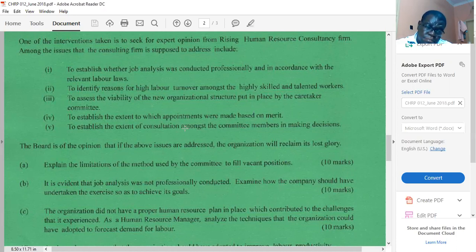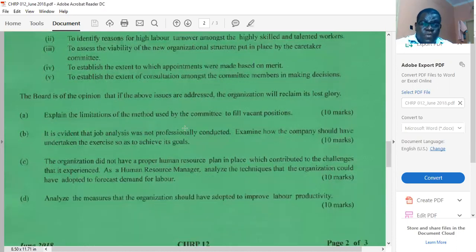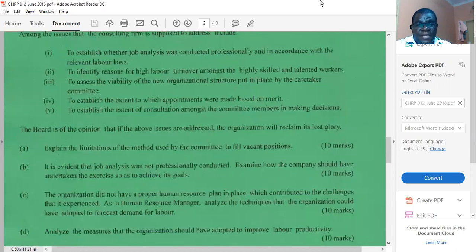Thank you for reading for us the case study so that we can begin to attempt the question. So it's a scenario of an organization, some restructuring, and the approach that the board has adopted. So the examiner is asking us, number one, explain the limitations of the method used by the committee to fill vacant positions.